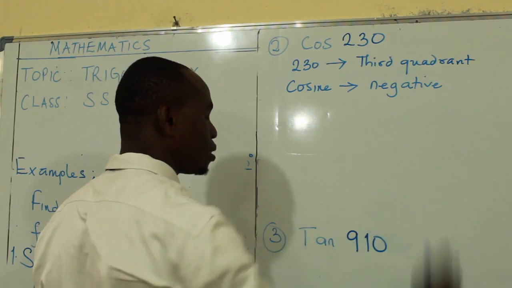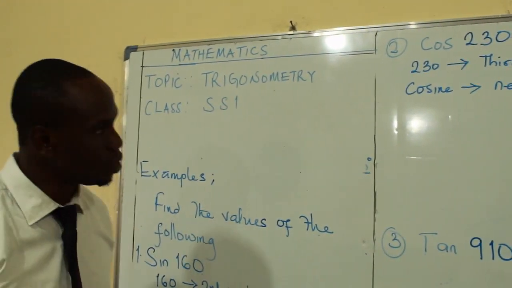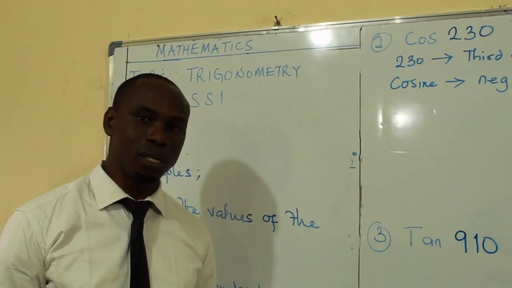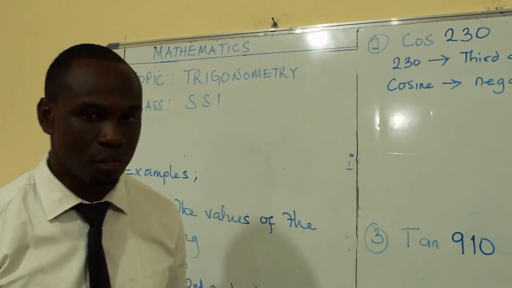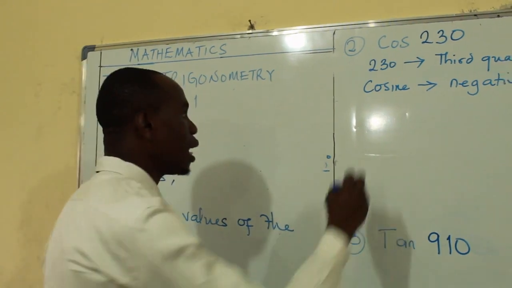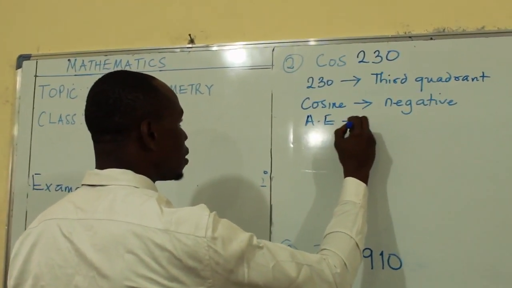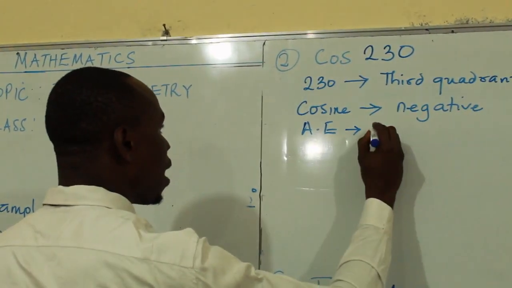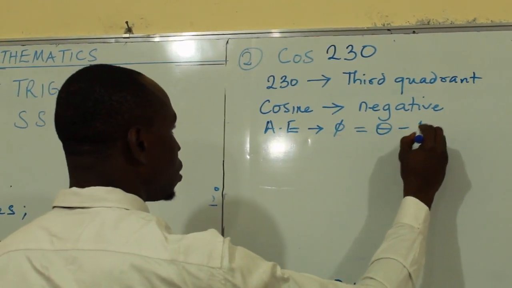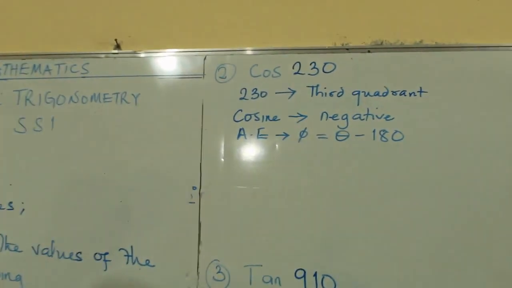We had said that only tangent in that quadrant is positive. In our CAST abbreviation, only T was positive in the third quadrant. Therefore, cosine is negative in that quadrant. And the acute equivalence, AE, was giving us phi to be equal to theta minus 180. We had said that in that explanation.